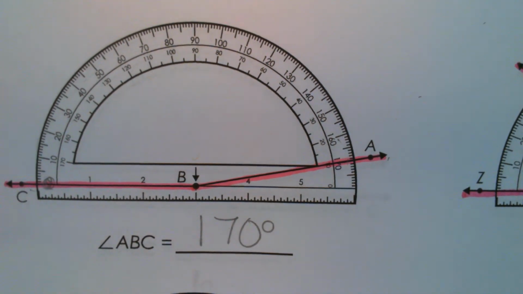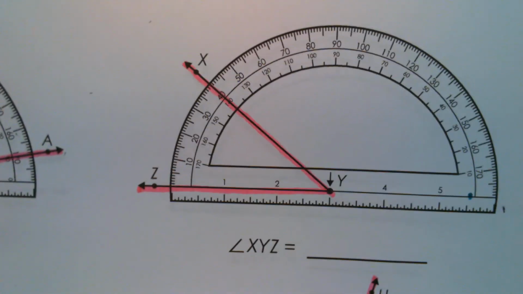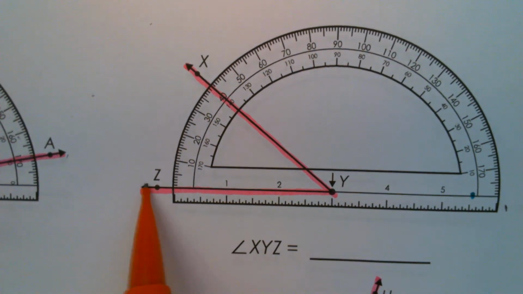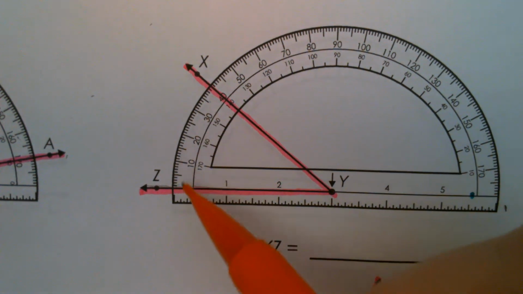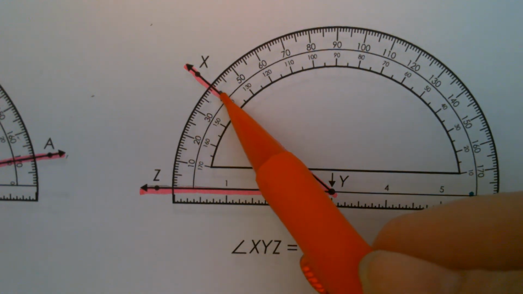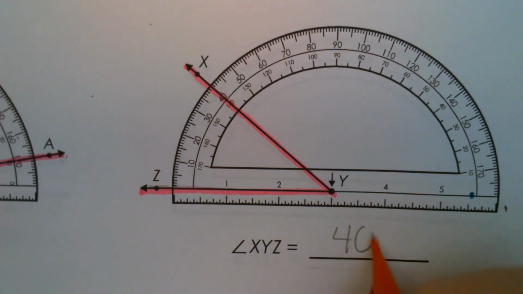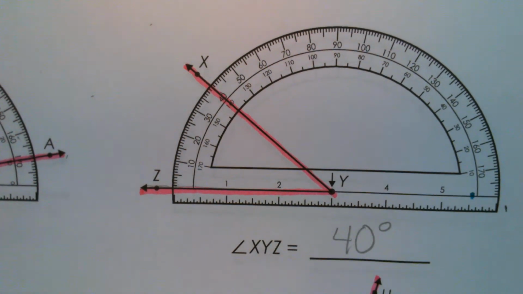So let's look at the next one. This one is again lined up on the left side here. So it's lined up with the outside numbers. And we have 10, 20, 30, 40. So this is an acute angle. It's less than 90. It's 40 degrees.